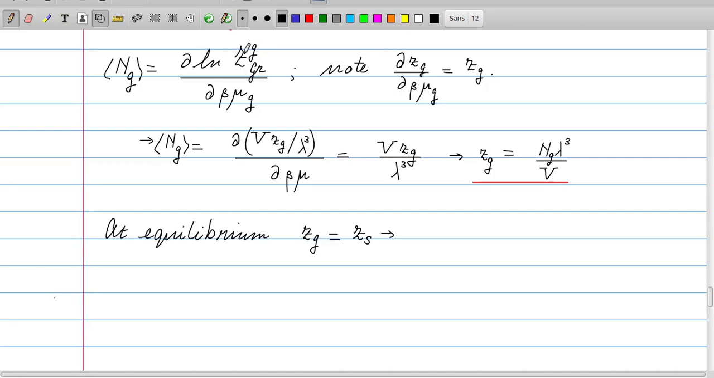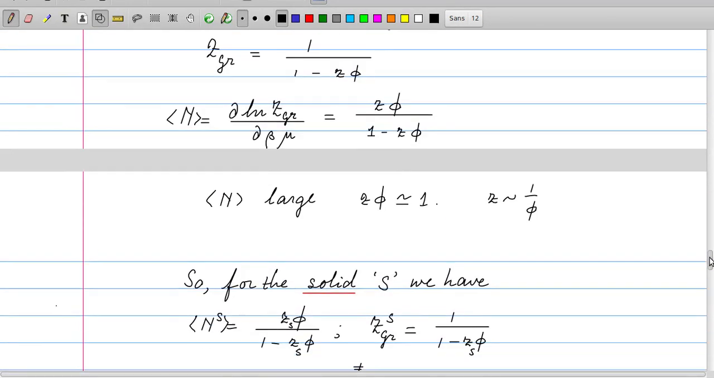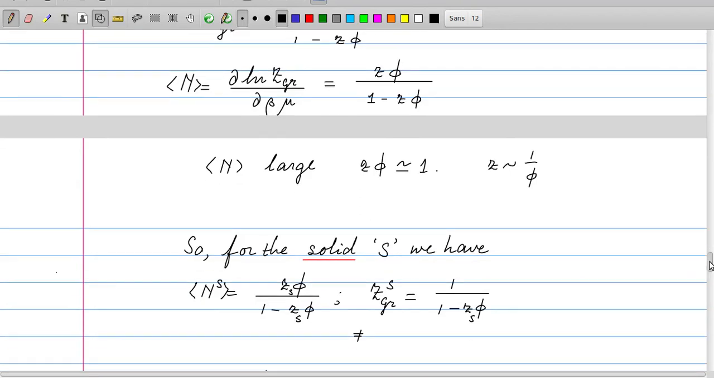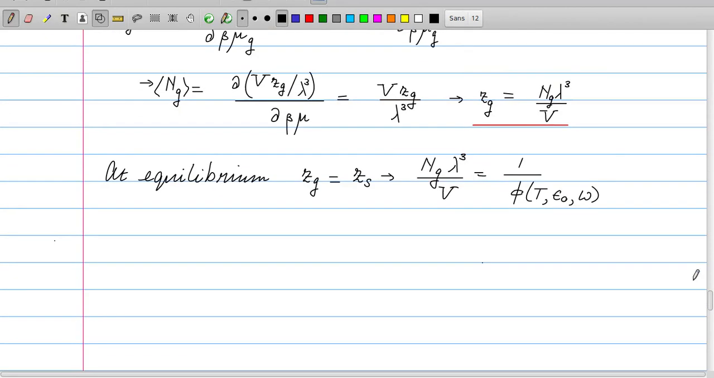Anyhow, let's see what this implies. Well, we've just seen that the fugacity of the gas is N_g lambda to the third over V, and from the analysis of the solid we had found that z is 1 over phi. So let's go back to where we have derived that. Here you can see that the fact that z phi should be more or less equal to 1, which was a consequence of N being large, implies that z is 1 over phi for the solid. And so this is an important relation.